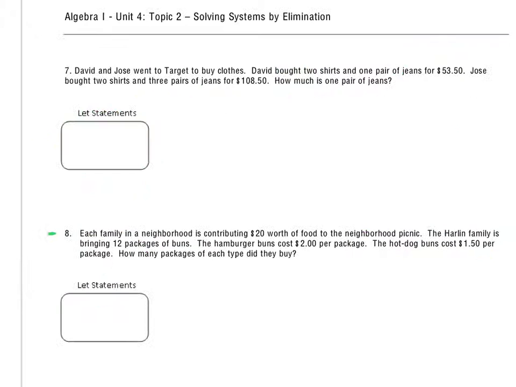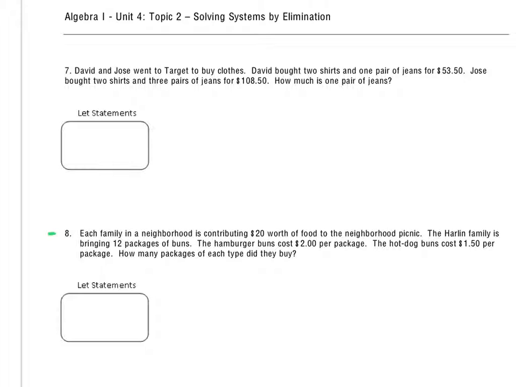So now let's look at the word problems. We've got some word problems here. The first one says, David and Jose went to Target to buy clothes. David bought 2 shirts and 1 pair of jeans for $53.50, and Jose bought 2 shirts and 3 pairs of jeans for $108.50. How much is 1 pair of jeans?